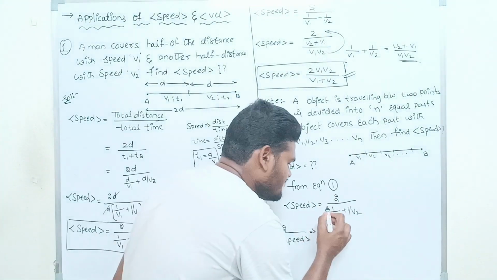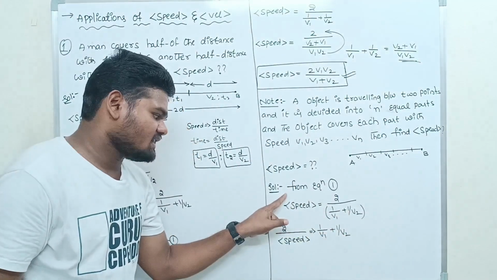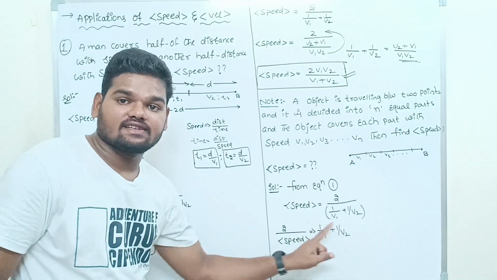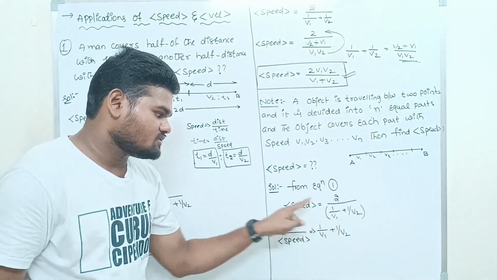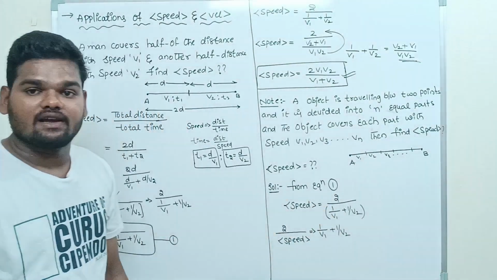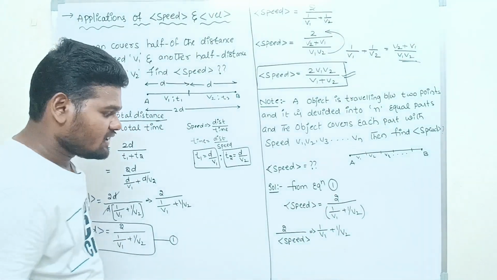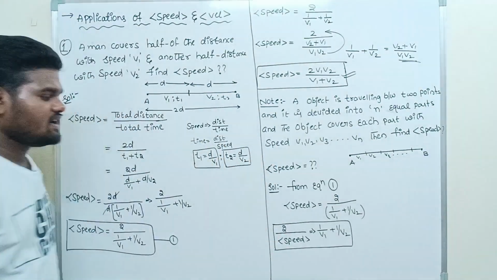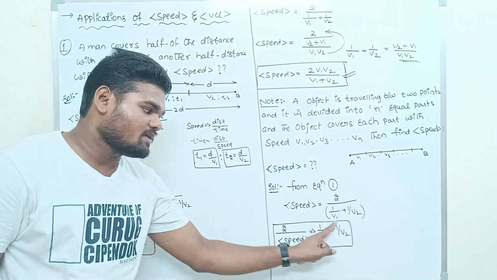If 1 by v1 plus 1 by v2 comes to this side, it becomes 1 by v1 plus 1 by v2. I'm just interchanging denominators and numerators. See, this denominator comes to this side, it becomes numerator, and this numerator comes to this side, it becomes denominator, cross multiplication. So what we got: 2 by average speed is equal to 1 by v1 plus 1 by v2.